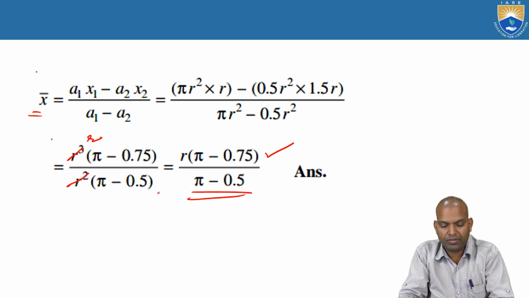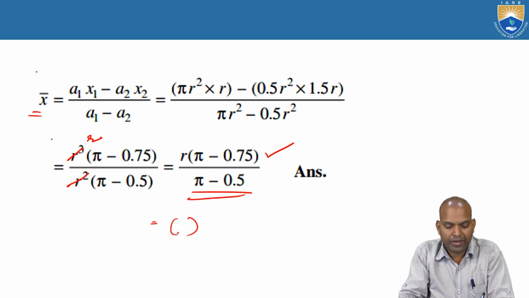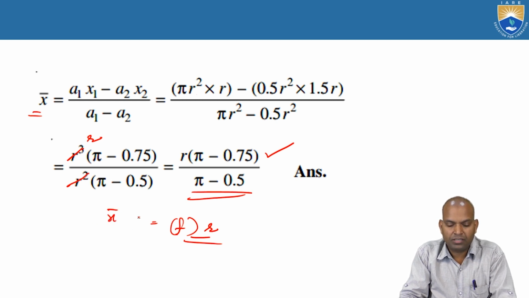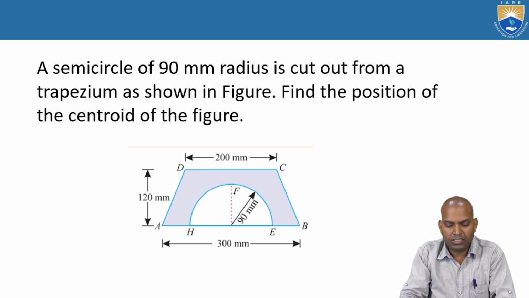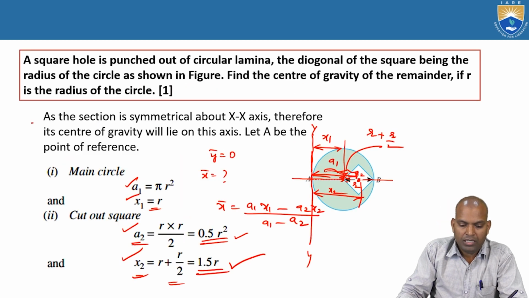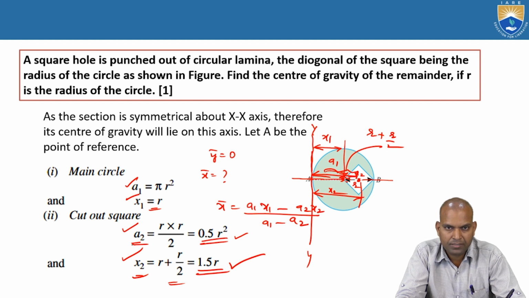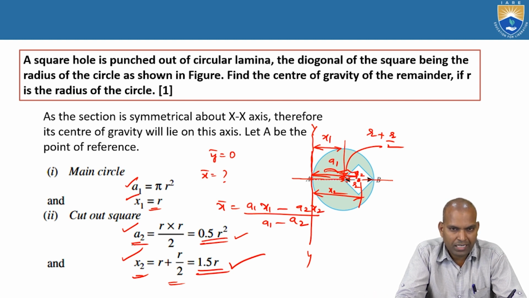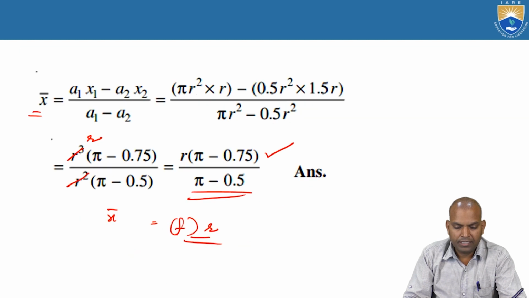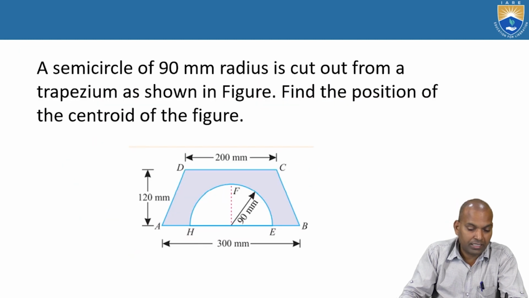If you further simplify, it is in terms of the factor times r. So that is the bar x distance. Alright, so this is the section. In that manner, we have to calculate the centroid of hollow sections. In the previous sessions, we calculated the centroid of composite sections, simple plane figures. But here we are completely focusing on hollow sections. Okay, next one. We'll consider the next.